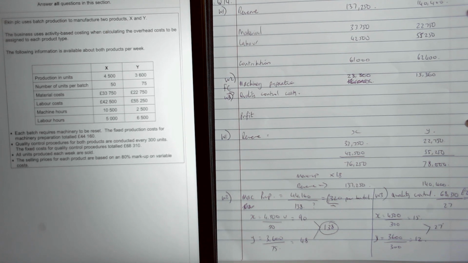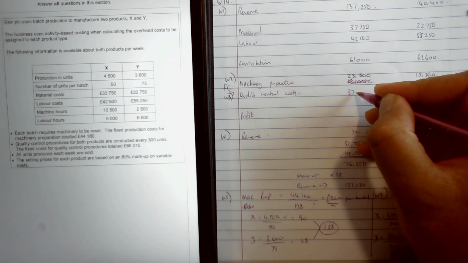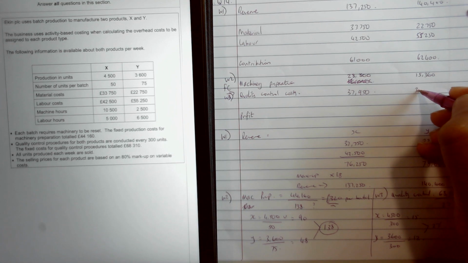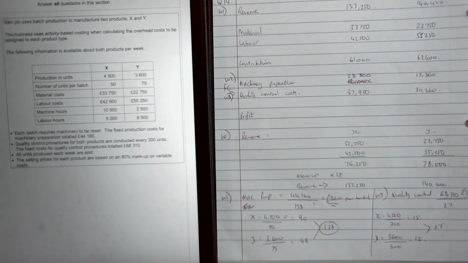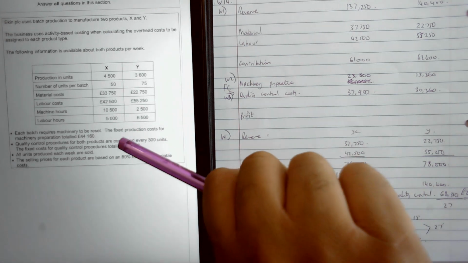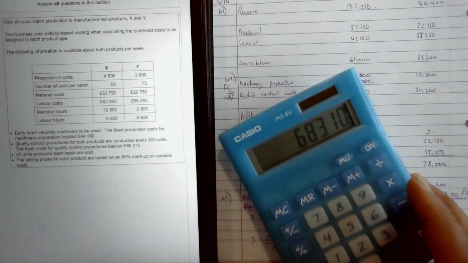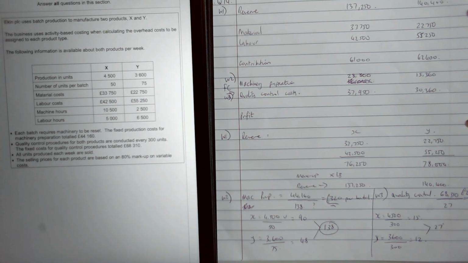2,530 times by 15, which is 37,950. We're going to do the same thing, 2,530 times 12, which is 30,360. Again, we're just going to double check these two equal the original figure there, 68,310. Okay, so it does match up.